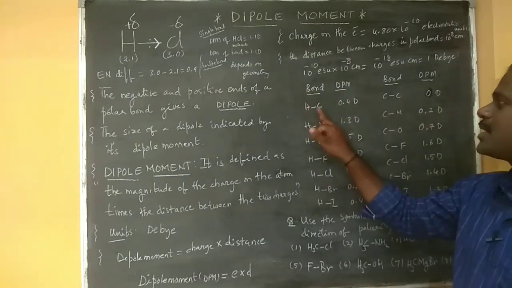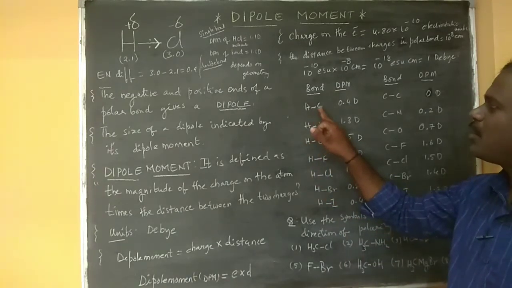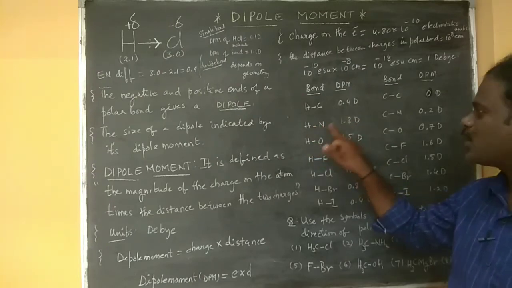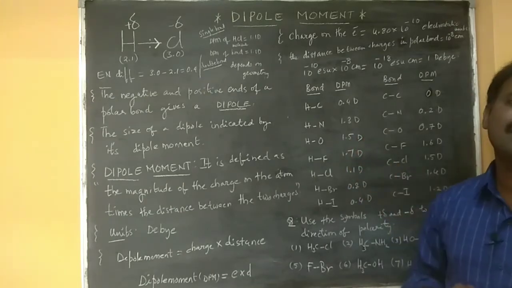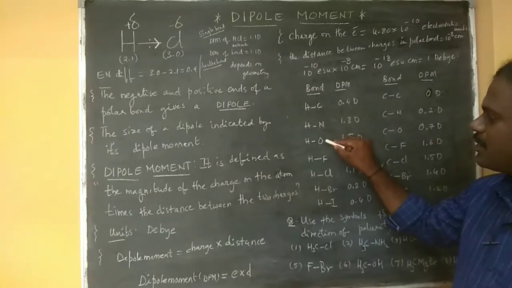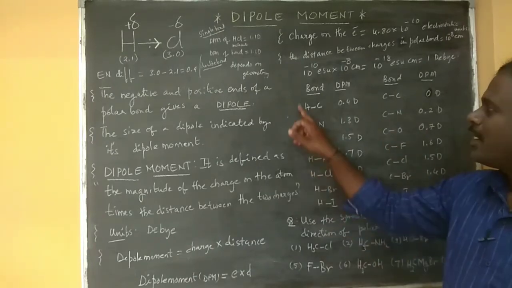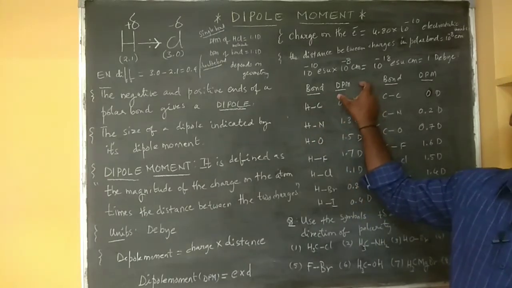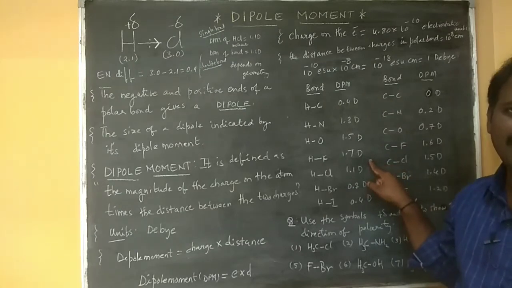The bonds between hydrogen and carbon, hydrogen and nitrogen, hydrogen and oxygen, hydrogen and fluorine, like that. For hydrogen-carbon, the dipole moment is 0.4 dB. Similarly hydrogen and nitrogen 1.3, hydrogen and oxygen 1.5, hydrogen and fluorine 1.7 dB. From left to right in the periodic table, carbon, nitrogen, oxygen, fluorine, there is an increase in electronegativity. So based on the electronegativity of the atom linked with hydrogen, variation in dipole moment occurs. With increasing electronegativity, there is an increase in dipole moment.